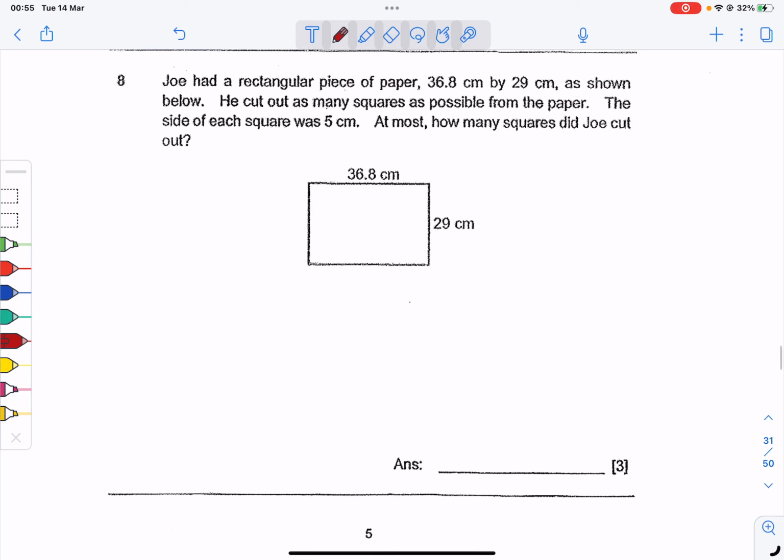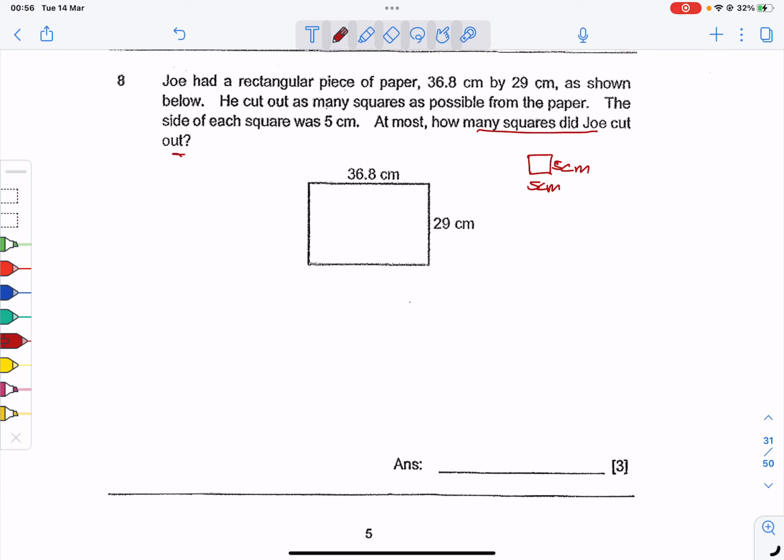Question number 8. Joe had a rectangular piece of paper, 36.8 cm by 29 cm as shown below. He cut up as many squares as possible from the paper. The side of each square was 5 cm. So the little square is 5 cm. At most, how many squares did Joe cut out?